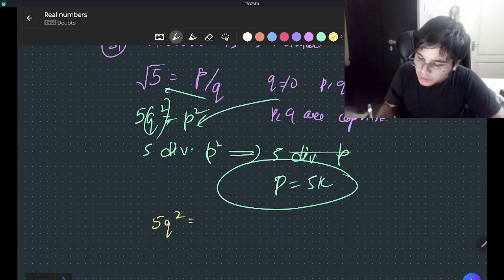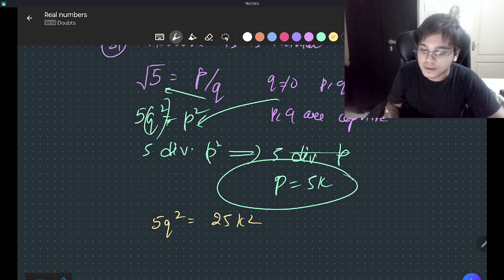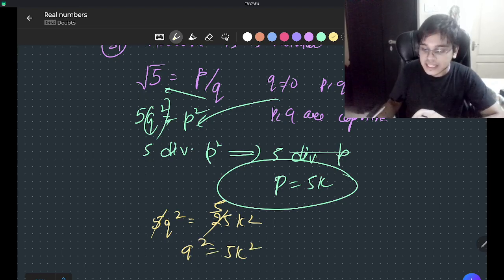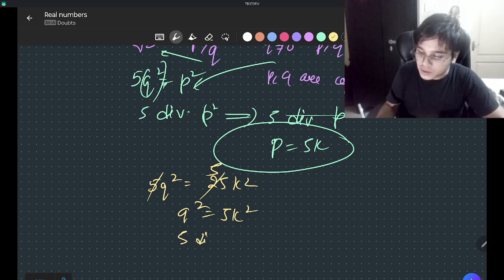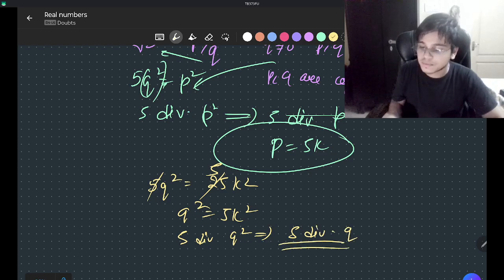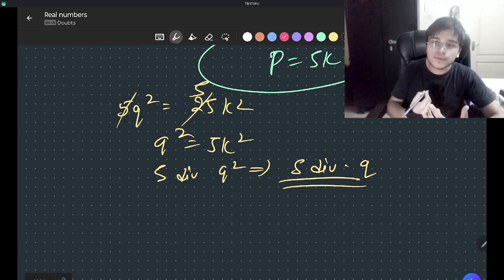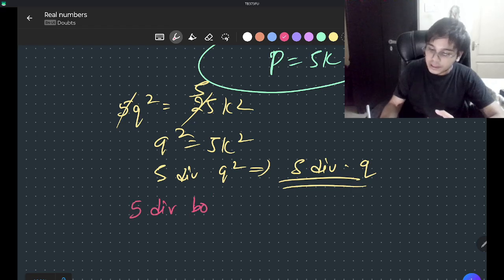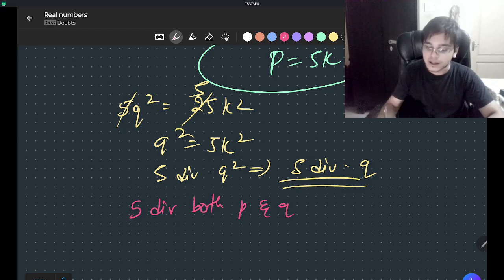5q square is equal to 25k square. Q square is equal to 5k square. And again you can see that 5 divides q square, so 5 divides q. So what we found, what the observation is, is that 5 divides both p and q, which means that both have a common factor 5.